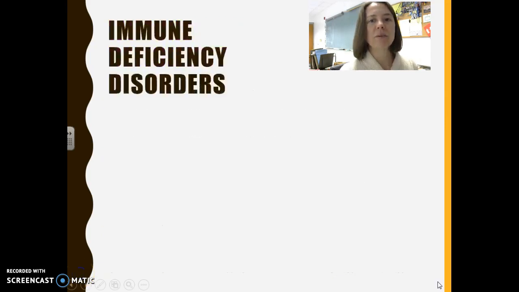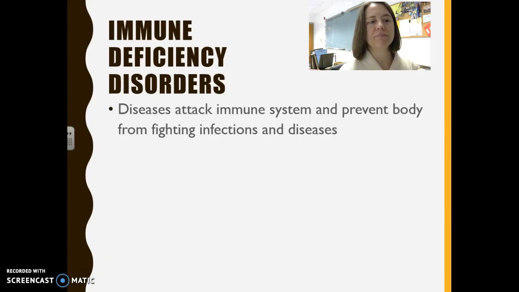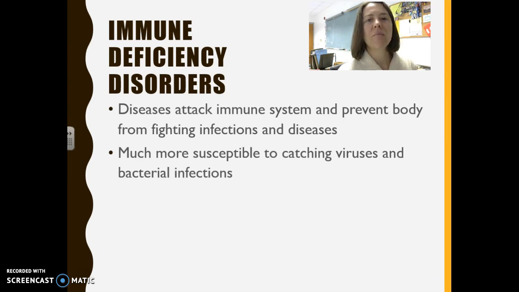So different than autoimmune disorders are immune deficiency disorders. So you don't have enough of an immune response, as opposed to autoimmune disorders when you actually have too much or the wrong kind of immune response. So these are diseases that attack your immune system and prevent your body from fighting infections and diseases. They make you more susceptible to catching viruses and bacterial infections. So people can actually die from these disorders, but they don't actually die from the disorder. They would die from something like the common cold or pneumonia, something that they would normally not die from. Their body would be able to fight it off.